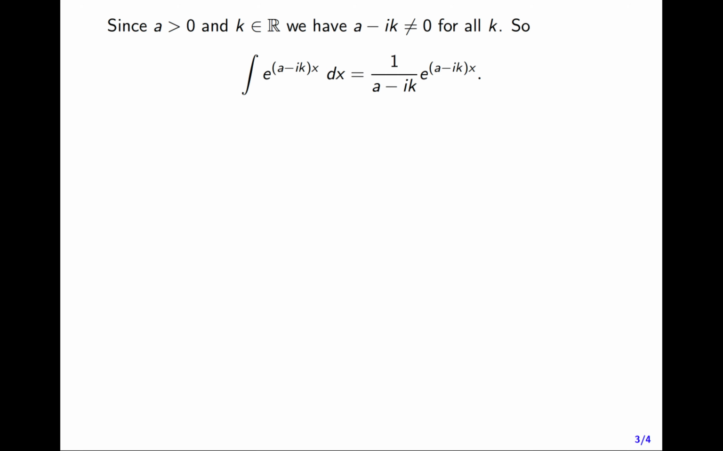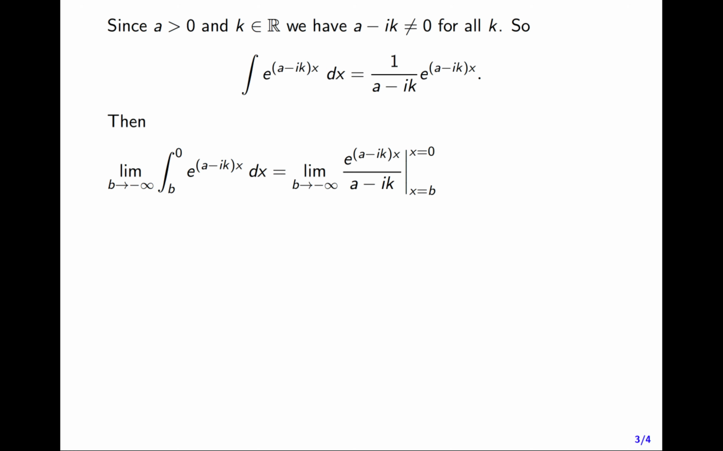The antiderivative of e to the (a minus ik)x is 1 over (a minus ik) times e to the (a minus ik)x. So, good old antiderivative of an exponential raised to a multiple of x. This tells us then that the limit as b goes to minus infinity of the integral from b to 0 of e to the (a minus ik)x, that limit being what we want to calculate for the improper integral, is the limit as b goes to minus infinity of e to the (a minus ik)x over (a minus ik).